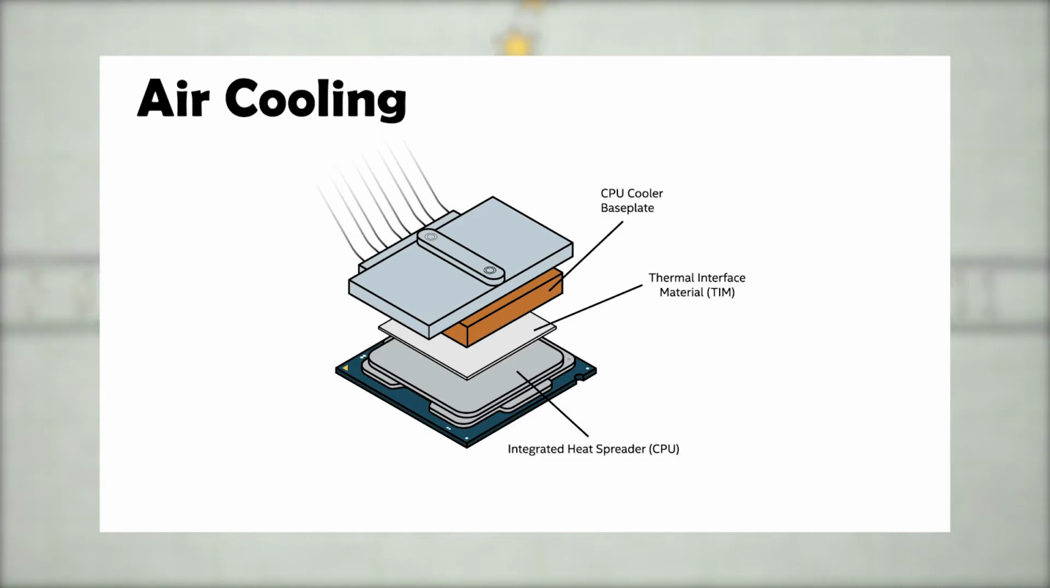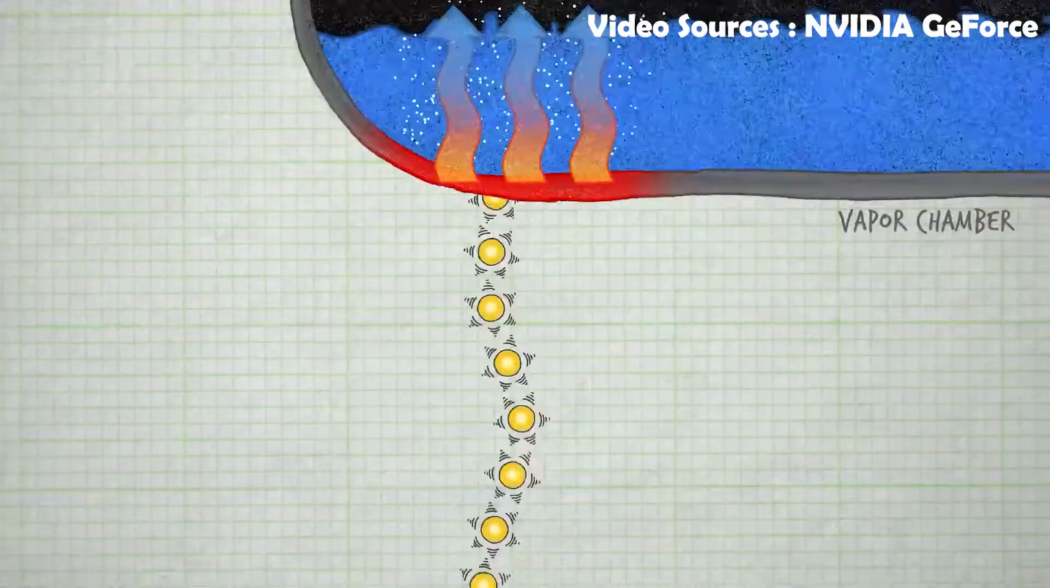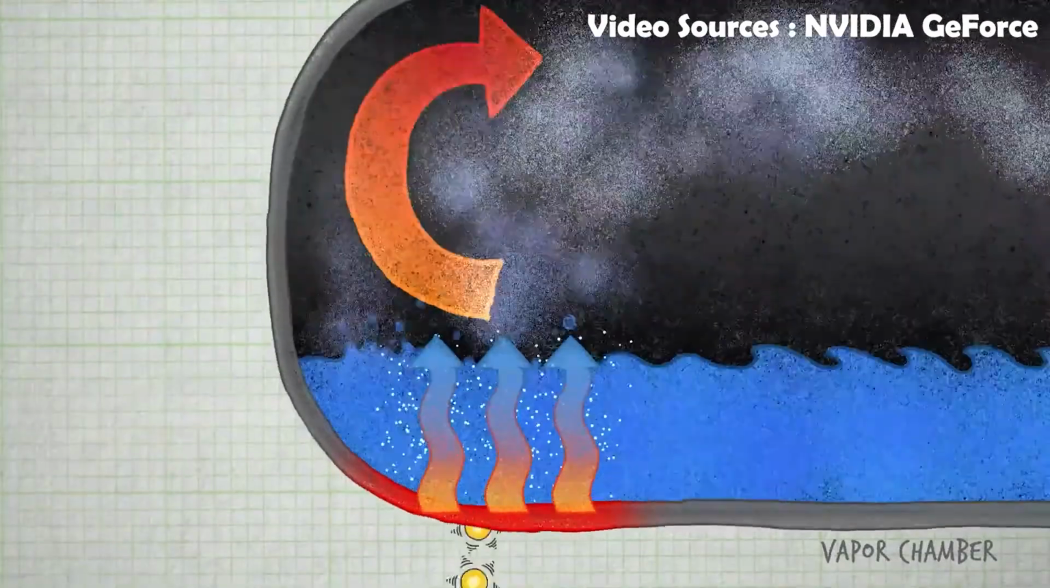So how does it work generally? Well, for the CPU, the heat from it goes through the thermal paste and then to the heatsink or the heat pipes in a process called heat transfer.